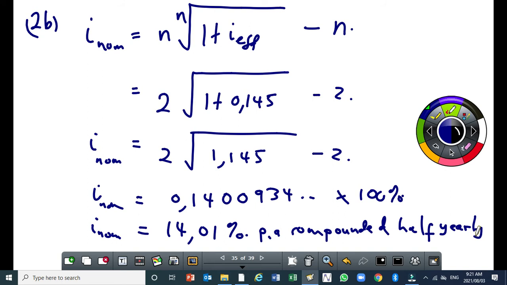Then the last one, now the last one, it requires you to probably convert from nominal to effective, then to the other one. Yes. So, yes, it doesn't work out.